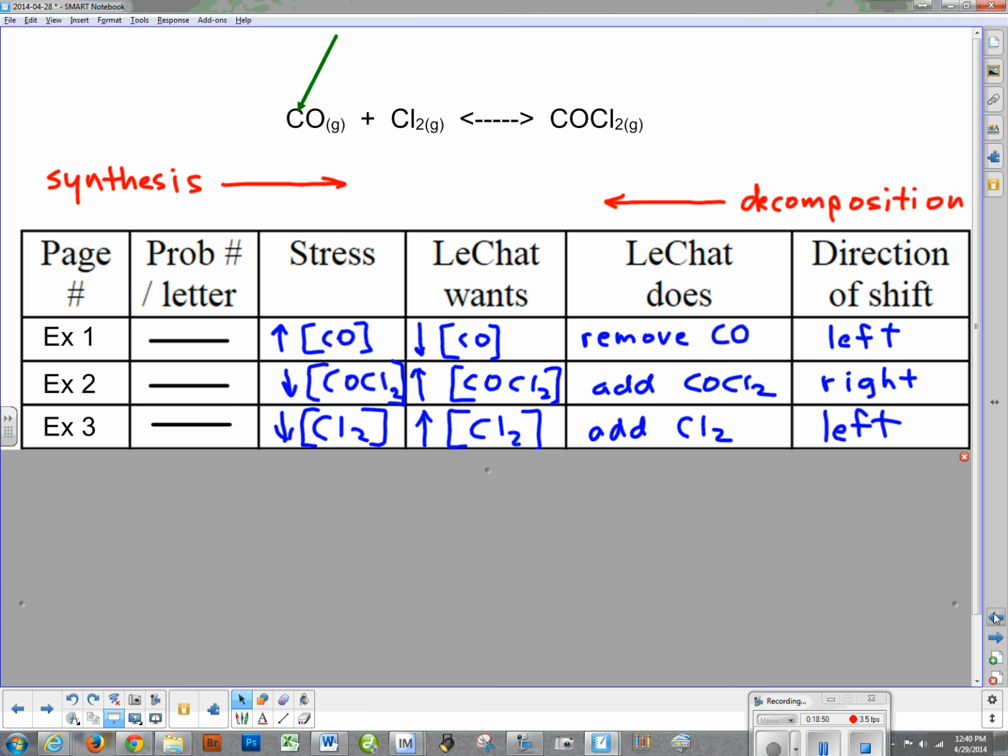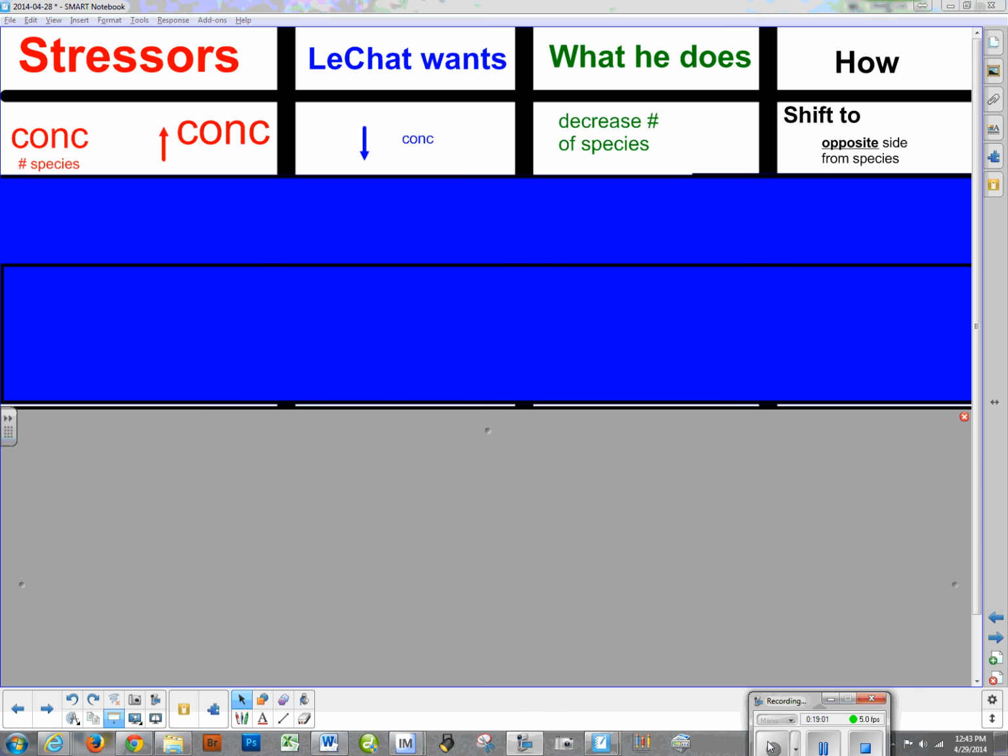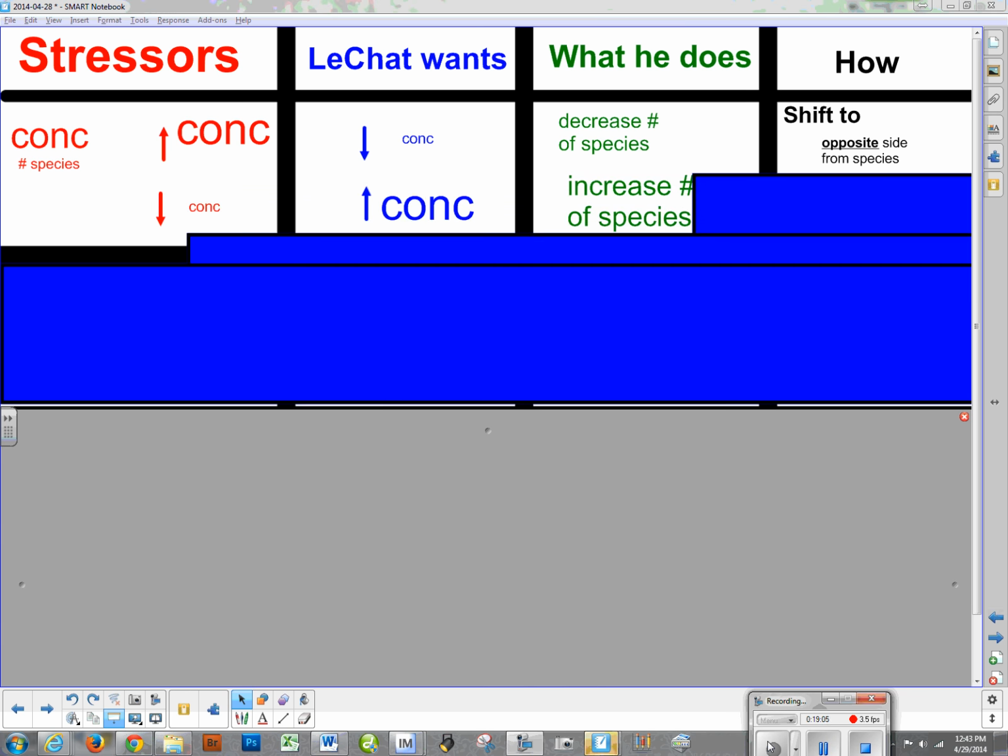I think the models help a lot. So I hope that that's helping you now to understand how to deal with pressure. Or not pressure, I'm sorry, concentration. Concentration of the molecules. All right, let's see the next thing that we want to deal with.